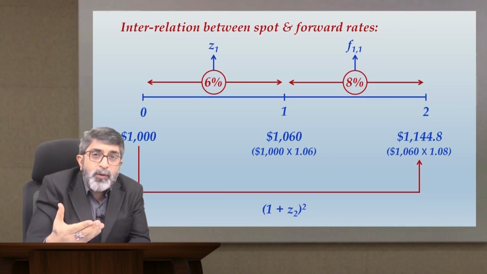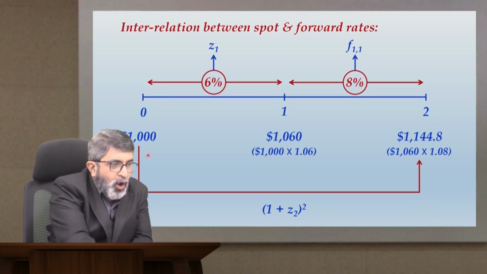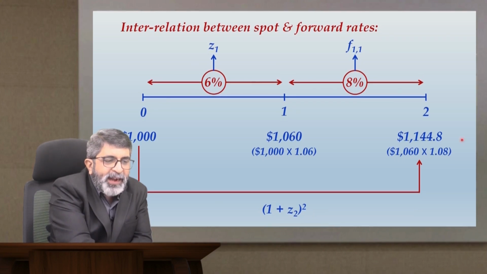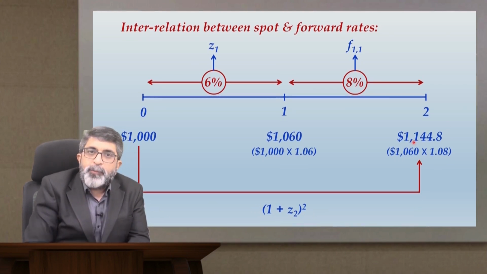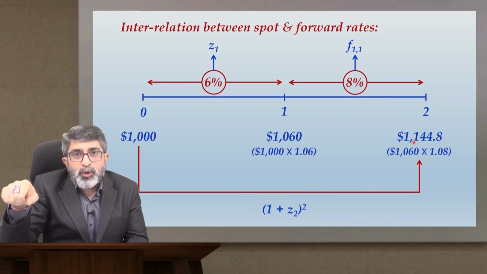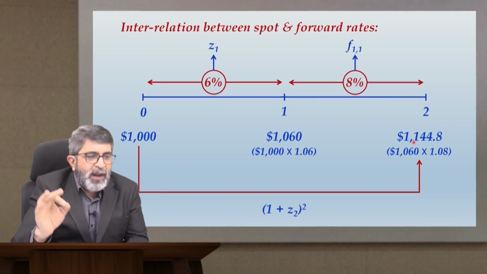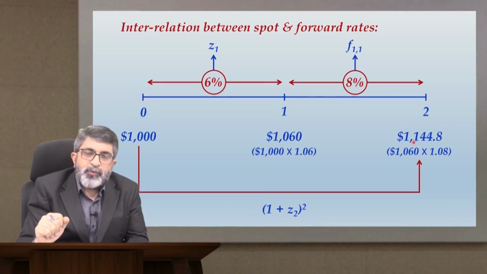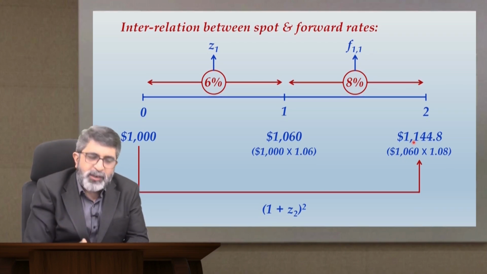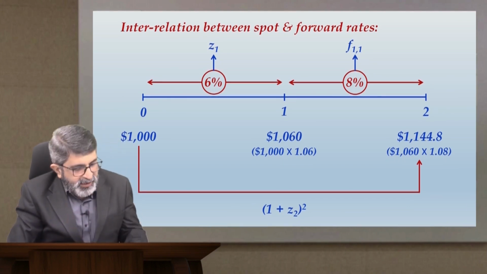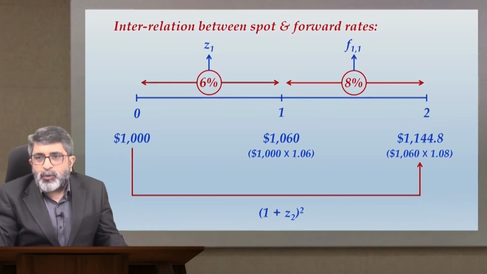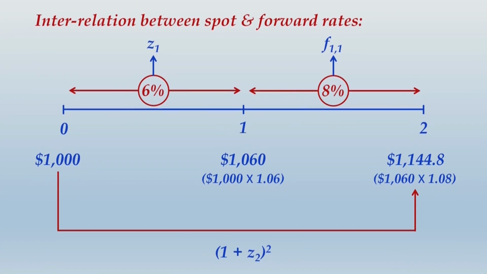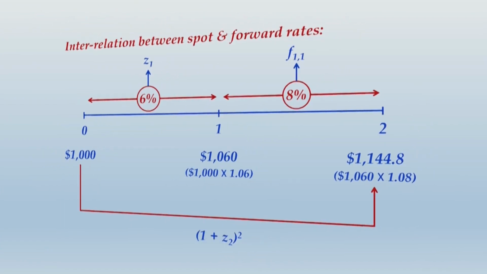Simply put, on $1,000, when you multiply this factor, you will get this value, correct? So 1000 into 1 plus Z2 raised to 2 would give you 1144.8. So how would you find Z2? Through that equation, you can determine the value of Z2, and I'm going to show you that right away. But before I show you the calculations, please write up this presentation in your notebooks quickly. Let us move ahead and now make the calculation of Z2.